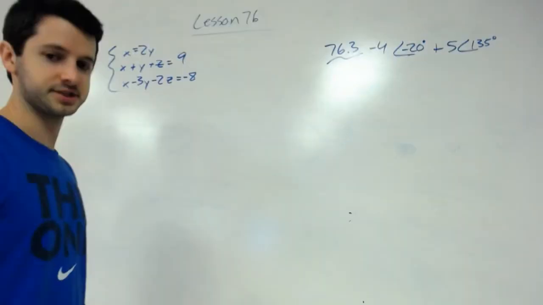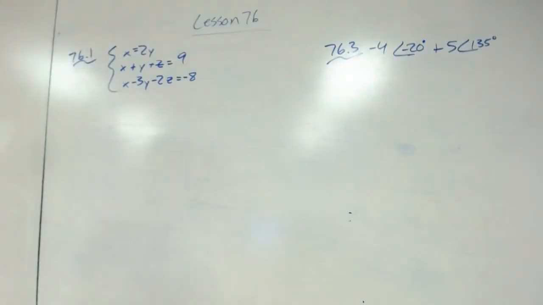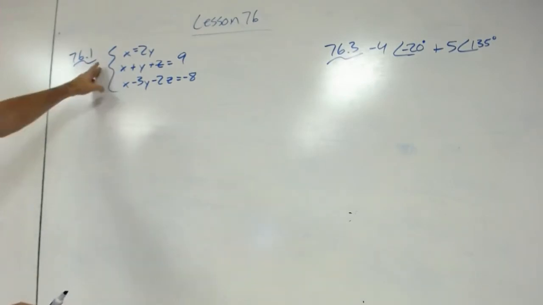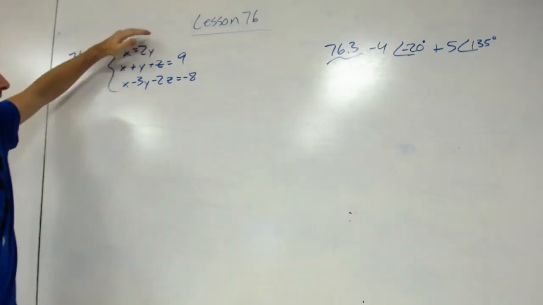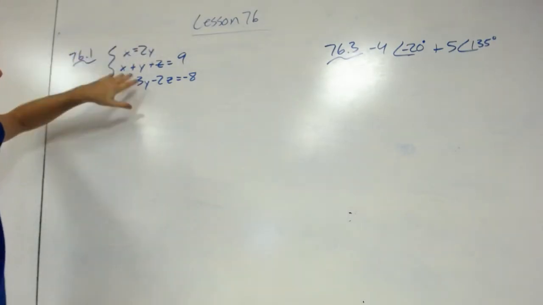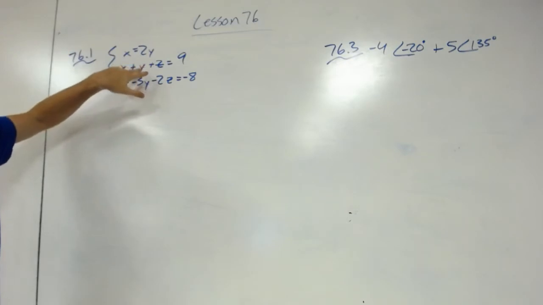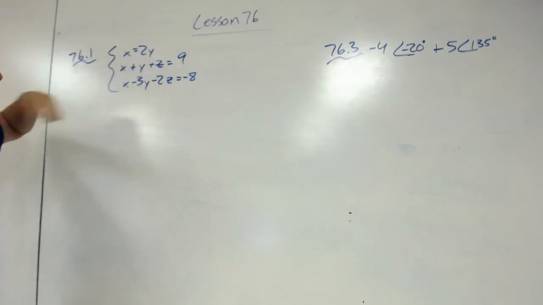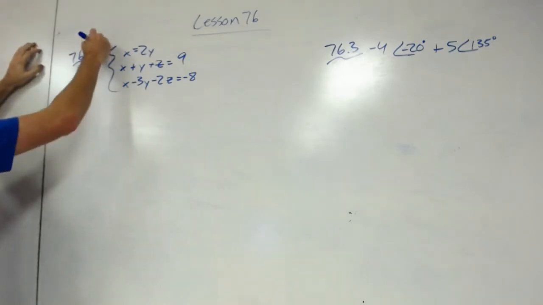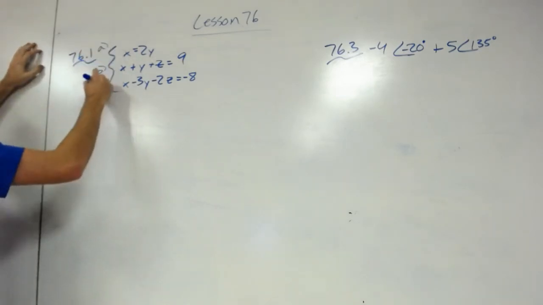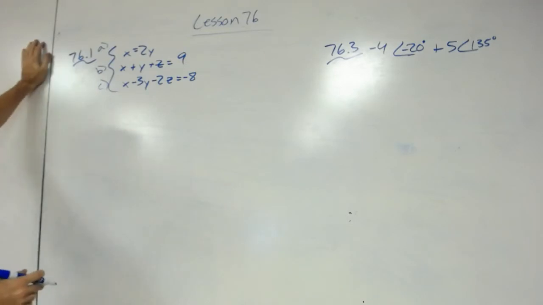Lesson 76, we're going to look at two different concepts here. The first one is just advanced substitution. Previously you may not have had three variables, but now we've got an x, y, and z, and three different equations. I'm going to label them A, B, and C just for guide points.